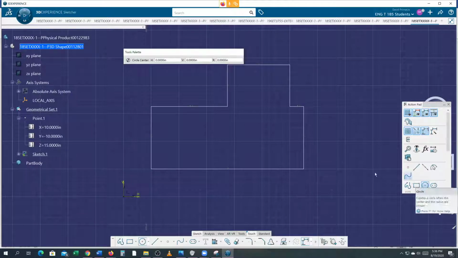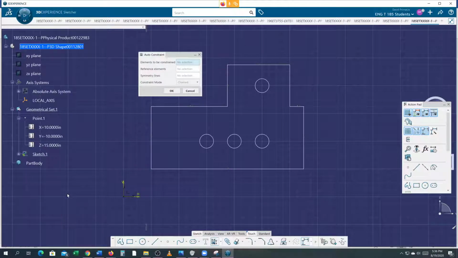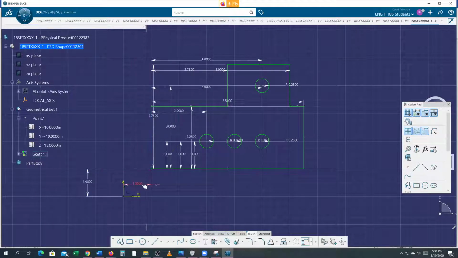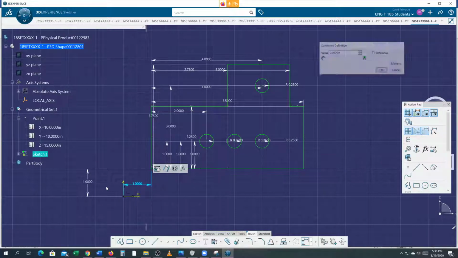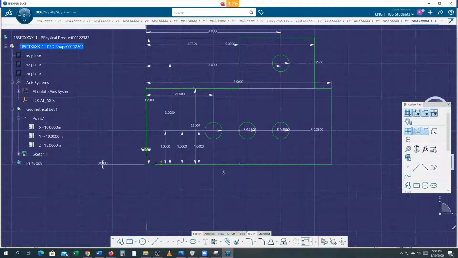And then it had several holes in it. Go to auto constrain. I can highlight this whole thing, reference this element and this element, stack it, change this to a zero, change that to a zero. And there's your part.